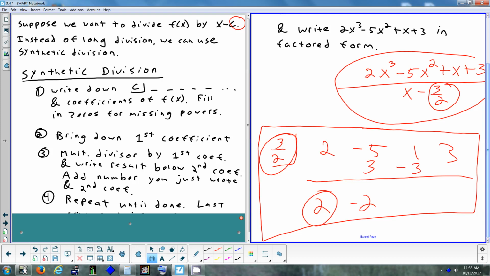What's 1 plus negative 3? -2. Negative 2. Now we do it one more time, and in fact, it's the same number we just did it with, so we're going to get the same result. Negative 2 times 3 halves is negative 3. Add them up, you get 0.